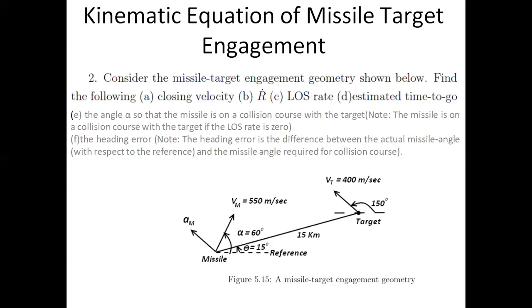Find out your closing velocity. It will be 550 cos(60 minus 15) minus 400 cos(150 minus 15). So that will become your closing velocity. Similarly, find out R dot, LOS rate, and time to go. Calculate quickly.